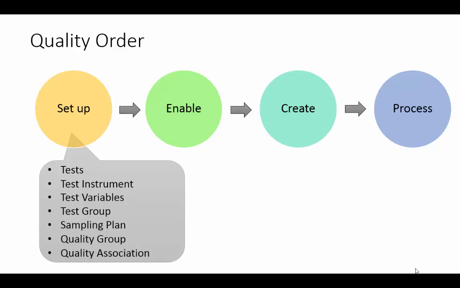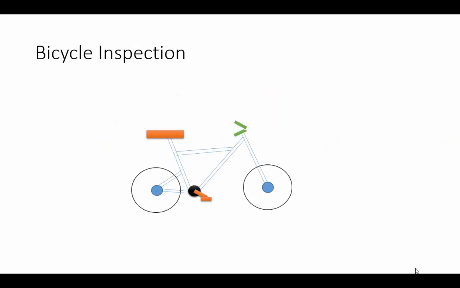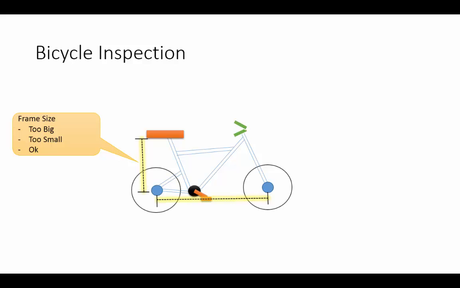Setup requires creating the quality tests to be performed, the test instruments to be used to perform the quality test, variable, test group, sampling plan and quality group, quality association, etc. Let us try to understand setup elements using an example of a bicycle. Let us say we want to conduct a detailed inspection for the bicycle, and we will check first handle flexibility, whether it is okay or not, tire pressure, whether it is okay or lower or higher pressure, frame quality, whether it is cracked, bent or okay, and then finally frame size, whether it is too big, too small or okay.